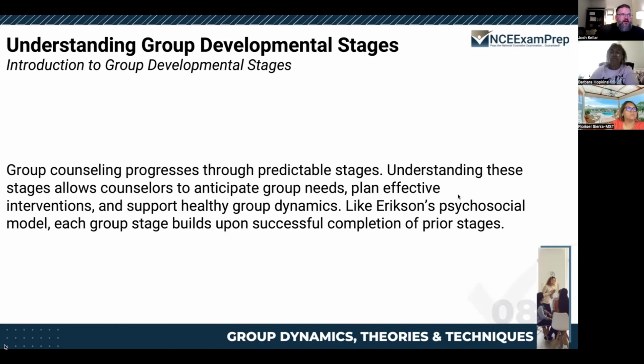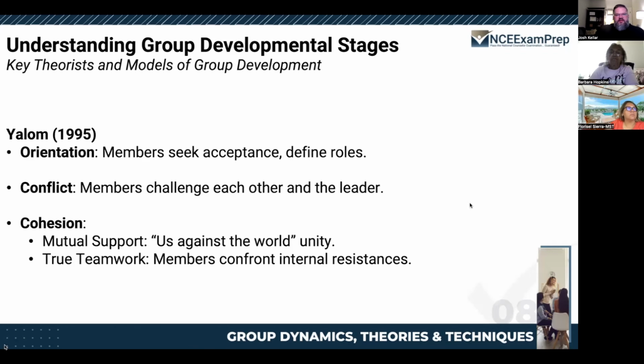Okay. So we're going to look at several key theorists and the models that they proposed for group development. And we'll hopefully be able to see the similarities in a lot of them. In a minute, I'll show you a chart that I've included in the discussion group as well, so you can see a side-by-side comparison of all of them. But we'll start with Yalom.